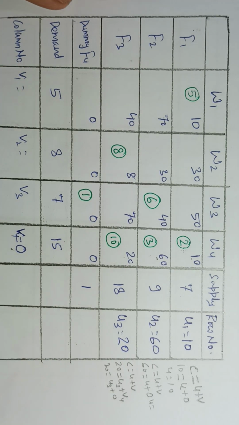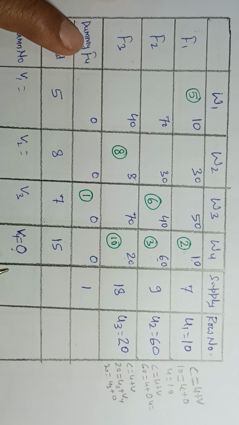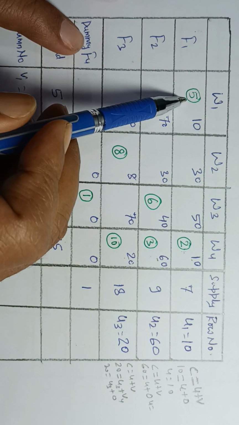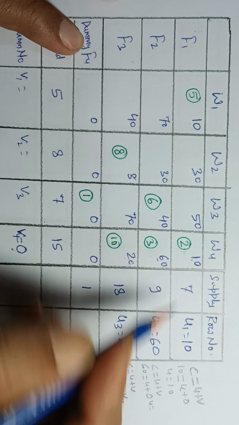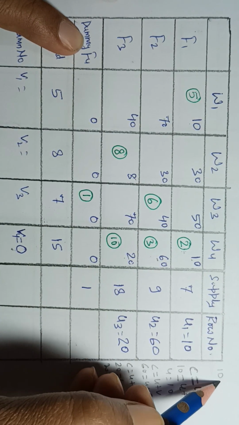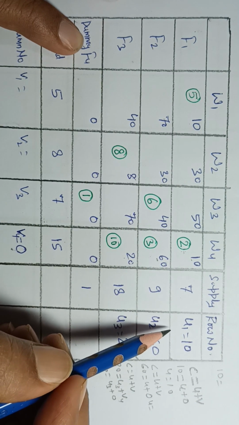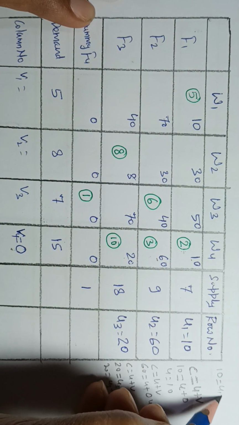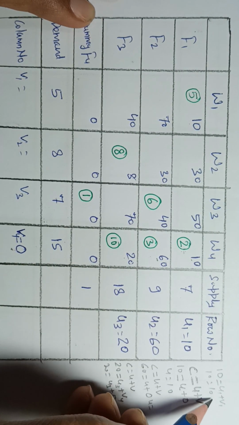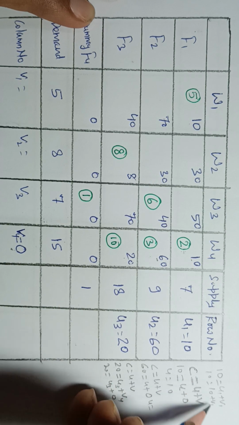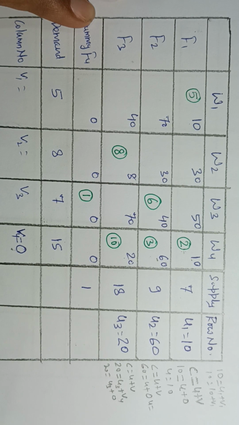Like this we have calculated the row number for each row. Now we can calculate V1. See here, because this one is an occupied cell, we can take 10 at the place of C, equal to U1 plus V1. So 10 equals U1, which is 10, plus V1. So this 10 will go here, and we get V1 equal to 0. 10 minus 10, V1 equals 0.